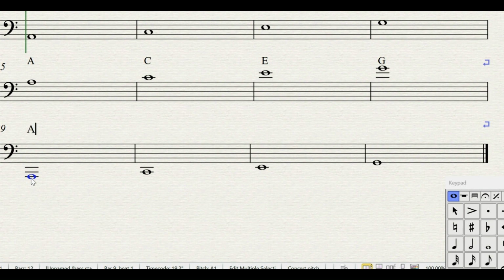Let's label it. A, C, E, and G. The three ledger lines below will start with the A, two ledger lines C, E, and then as a reminder, we have that G, from all cows eat grass. So the space notes are A, C, E, G of the stave, but the ledger line notes above and below are A, C, E, and G.